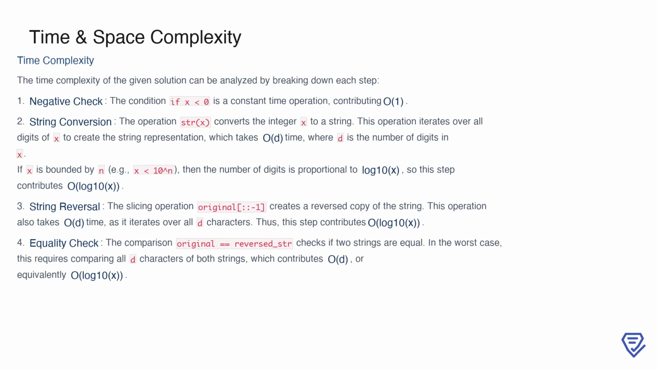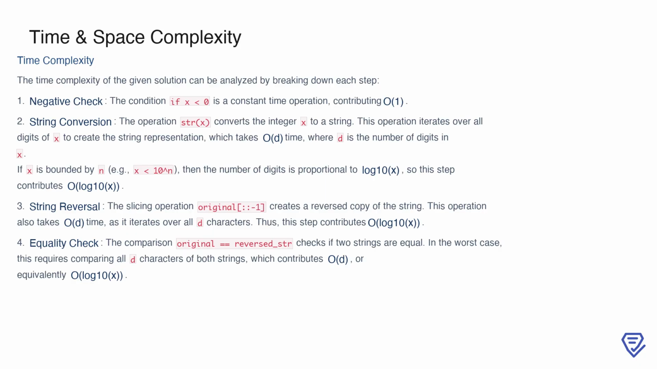To analyze the time complexity of our solution, we can break it down step by step. First, the negative check using if x < 0 is a simple condition that evaluates in constant time, contributing O(1). Next, the operation str(x) converts the integer to a string by iterating over all its digits. The number of digits, denoted as d, is proportional to log10(x), so this step contributes O(log10 x) to the time complexity. Following this, the slicing operation original[::-1] creates a reversed copy of the string, which also involves iterating over all d characters, contributing another O(log10 x).